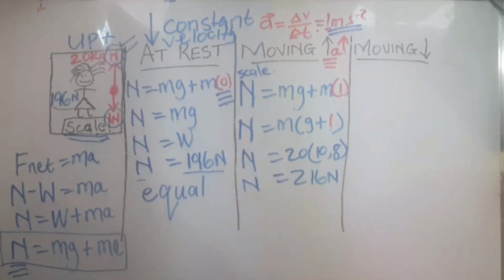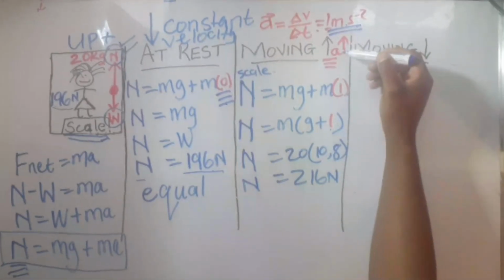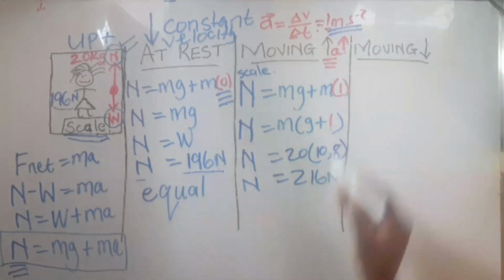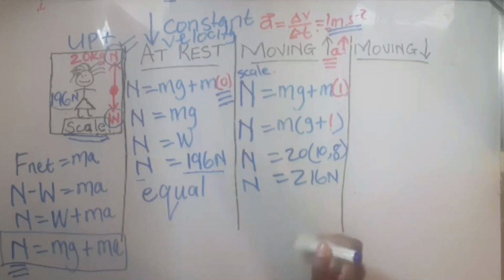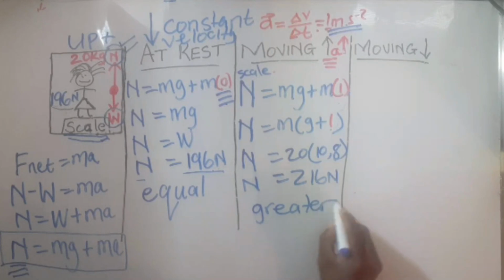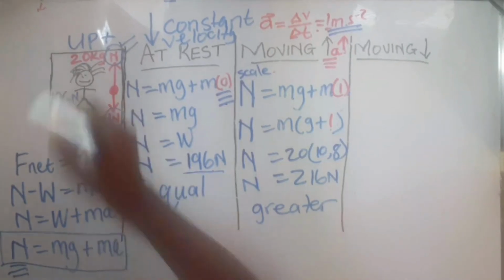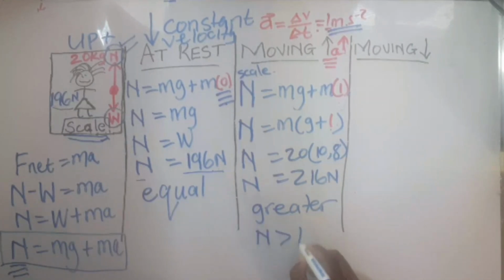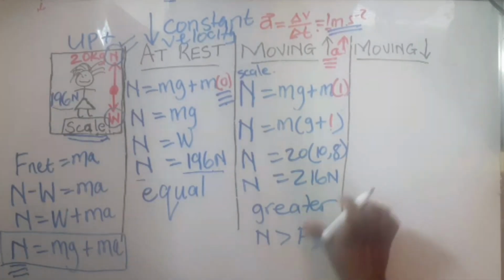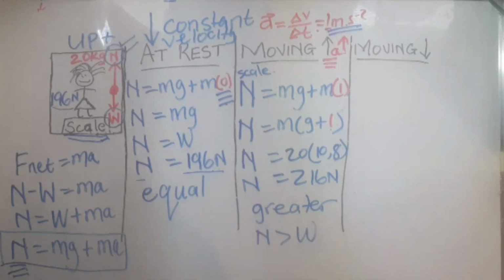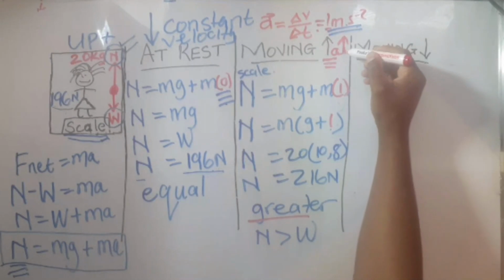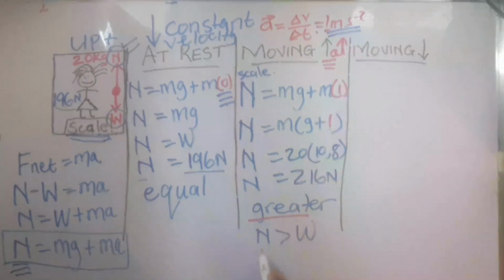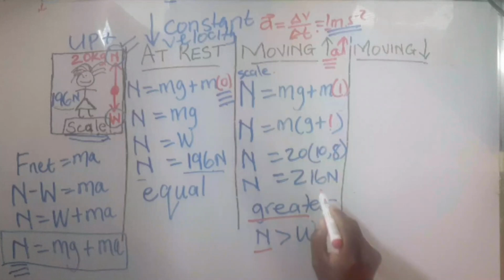Now, in a situation where the lift is moving up, accelerating upwards, we see the reading of a scale is greater than the actual weight of the girl. The normal force in this case is greater than the weight of the girl. In a situation where the lift is accelerating upward, the scale is going to read a value that is bigger than the actual weight.